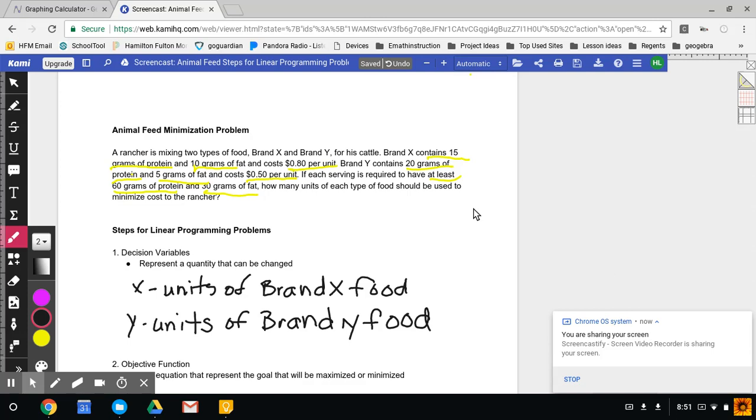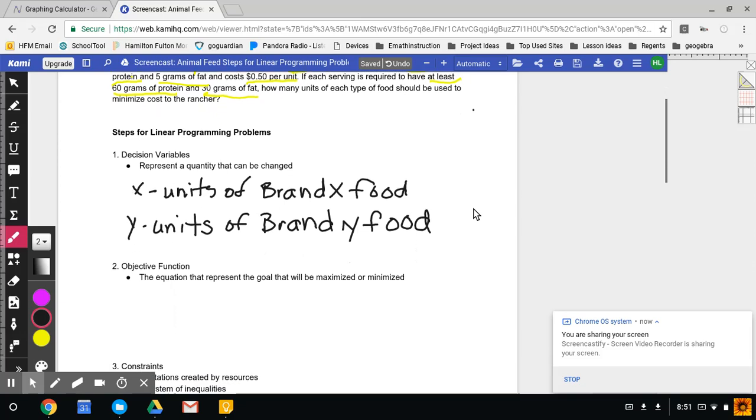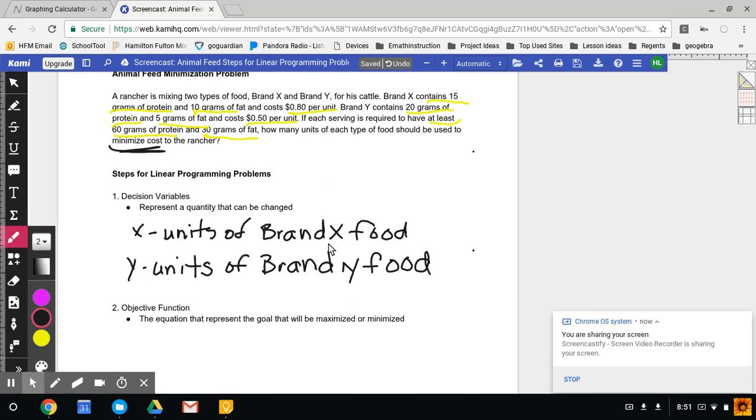At the end, you will be able to tell how many grams of each food or how many ounces of each food are needed. The objective for this is the equation that represents the goal. The goal in this case is to minimize cost, which is up at the top. So if we want to minimize cost, we have to write a cost equation. Brand X is, looking back up, 80 cents per unit, 0.80 X. Brand Y is 50 cents per unit. And that equation will give us the cost, which we wish to minimize.